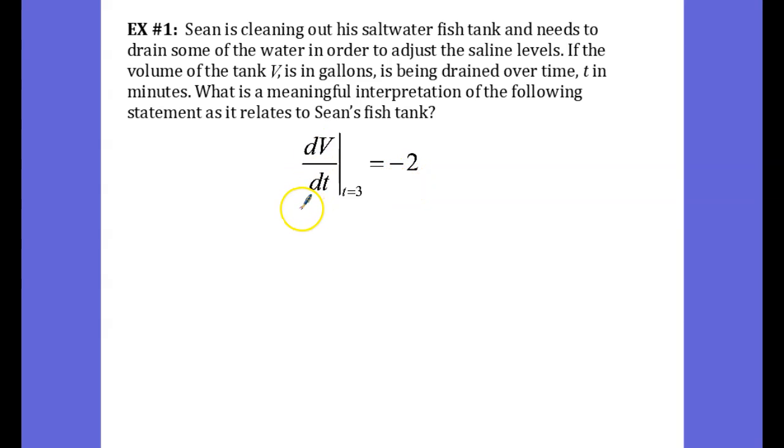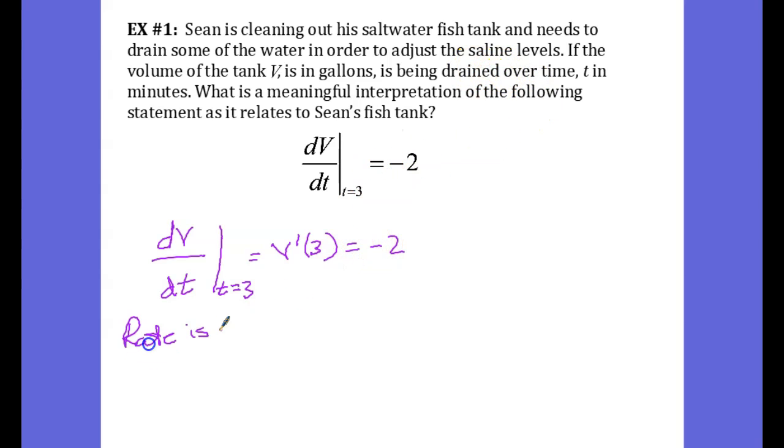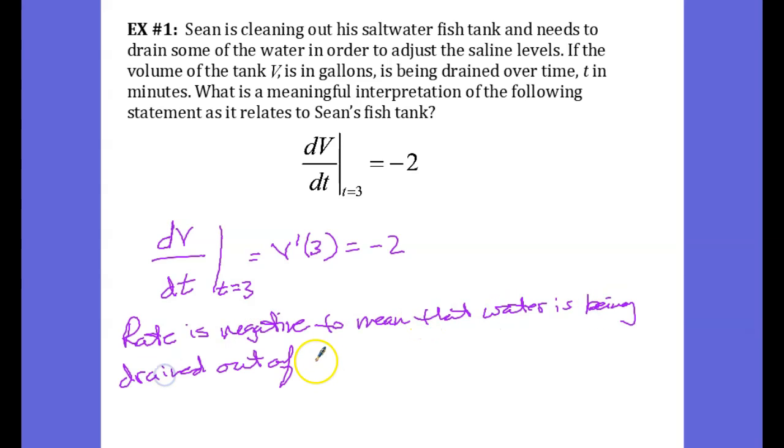dV/dt is a rate of change of volume. It tells us the volume that is flowing out of the tank per unit time. And so dV/dt evaluated at t equals 3 would be equal to V prime of 3, which is equal to -2. And so that means that the rate is a negative number. This makes sense since the tank is being drained. So the rate is negative to mean that water is being drained out of the tank.